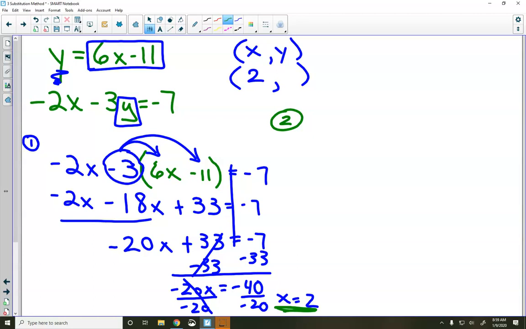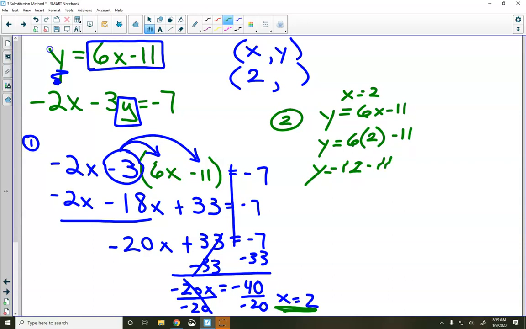It doesn't matter which one you use. You want to use the top? Let's use the top. Top one's probably easy because we want to solve for y anyway, and y is isolated. So y equals 6x minus 11. Again, we know x equals 2. So it's y equals 6 times 2, I substitute 2 in parentheses, minus 11. Y is equal to 12 minus 11. Y is equal to 1. So my answer should be 2 comma 1.